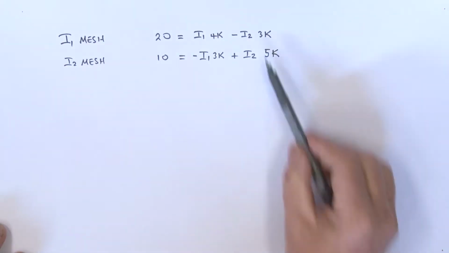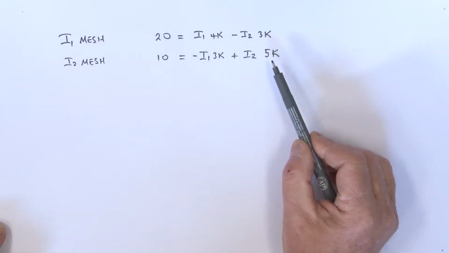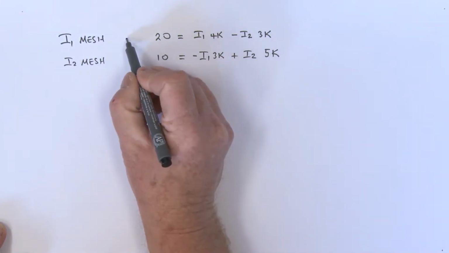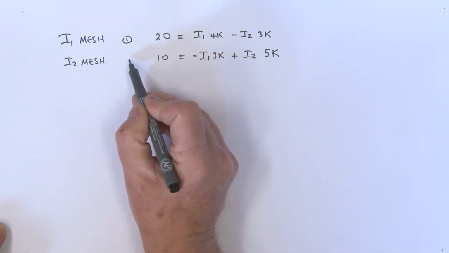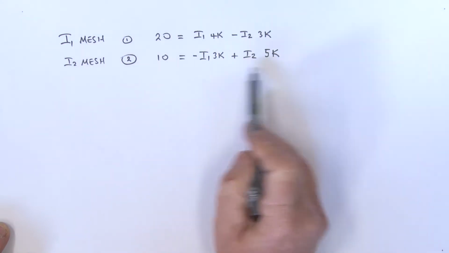Welcome back. I'm just showing here the two mesh current equations that we found last time. We might call this one equation 1, and this one equation 2. All right, so how many unknowns? There are really just two unknowns.